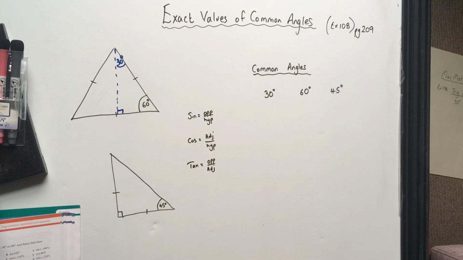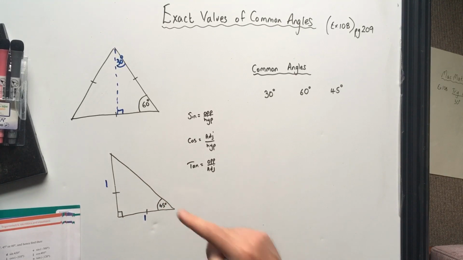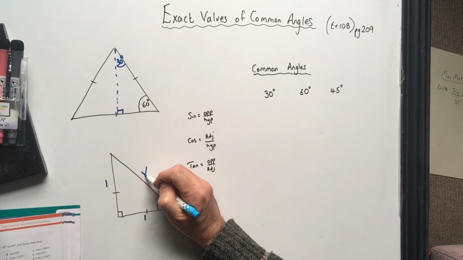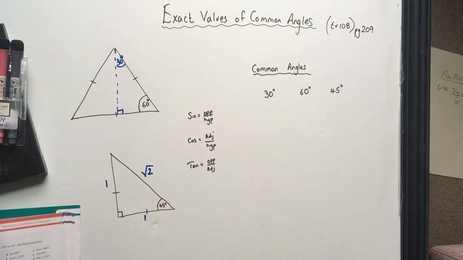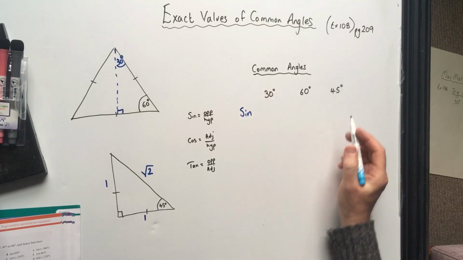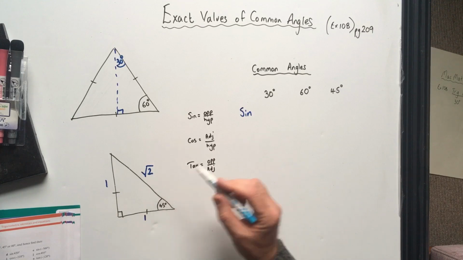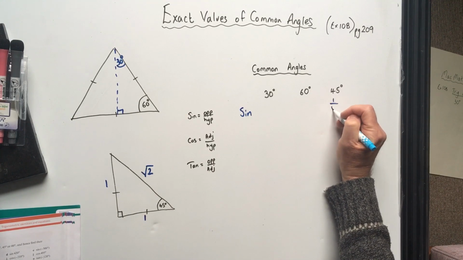We just need to work out the ratios. Okay, so we'll do the 45 degree first. If we call this side 1 for convenience, then this side would be a length of 1 as well. And then the hypotenuse, using Pythagoras, 1 squared plus 1 squared square rooted, would be the square root of 2. Okay, so now that means that if we want the sine of 45 degrees, the sine is opposite over hypotenuse, so 1 over root 2. So the sine of 45 is 1 over root 2.